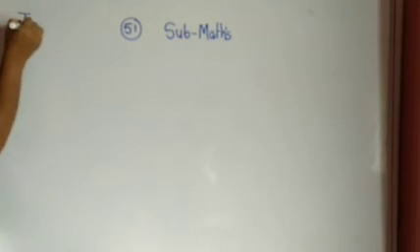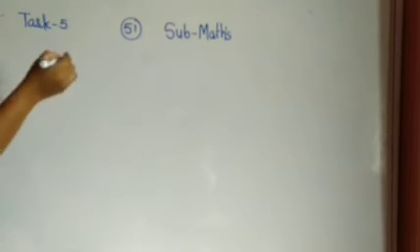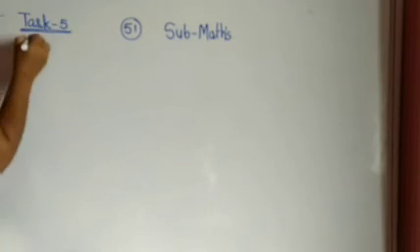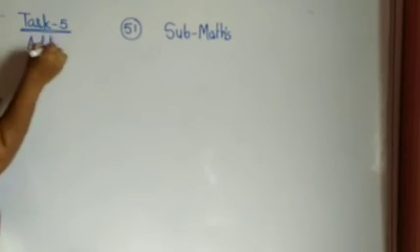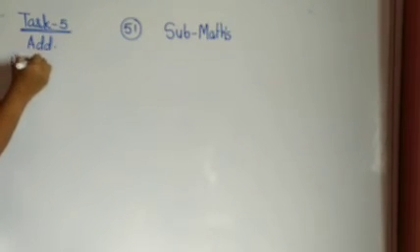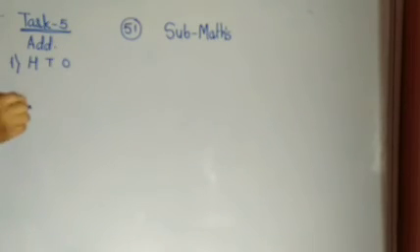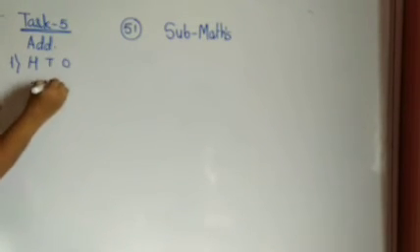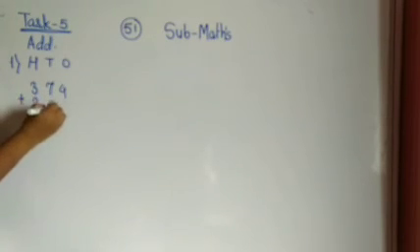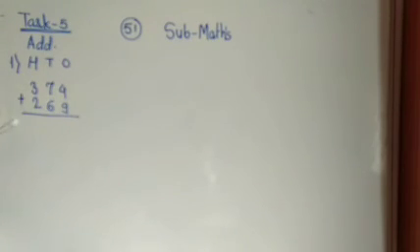That is task 5. What is task 5? Add. It means you have to add the numbers here. So the first one is given. What is the first number? 374 plus 269. Now we start the addition.